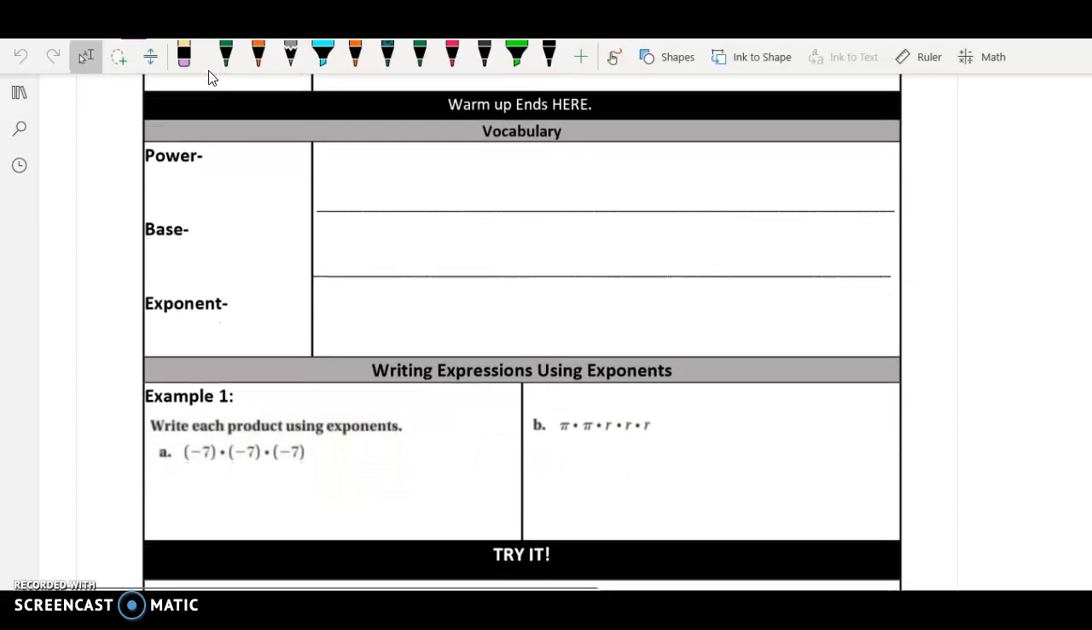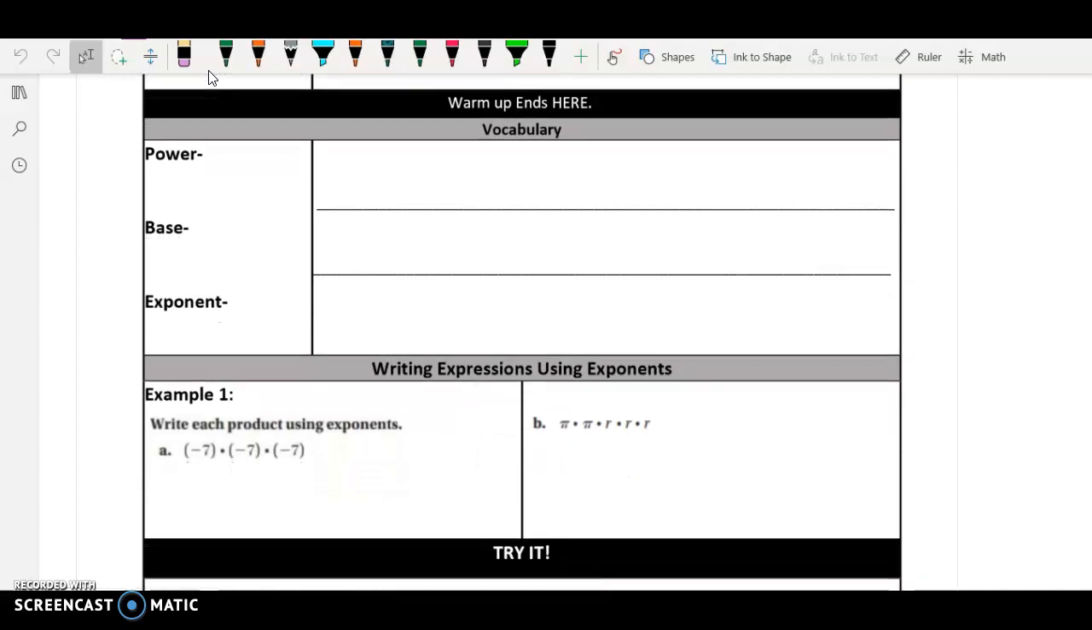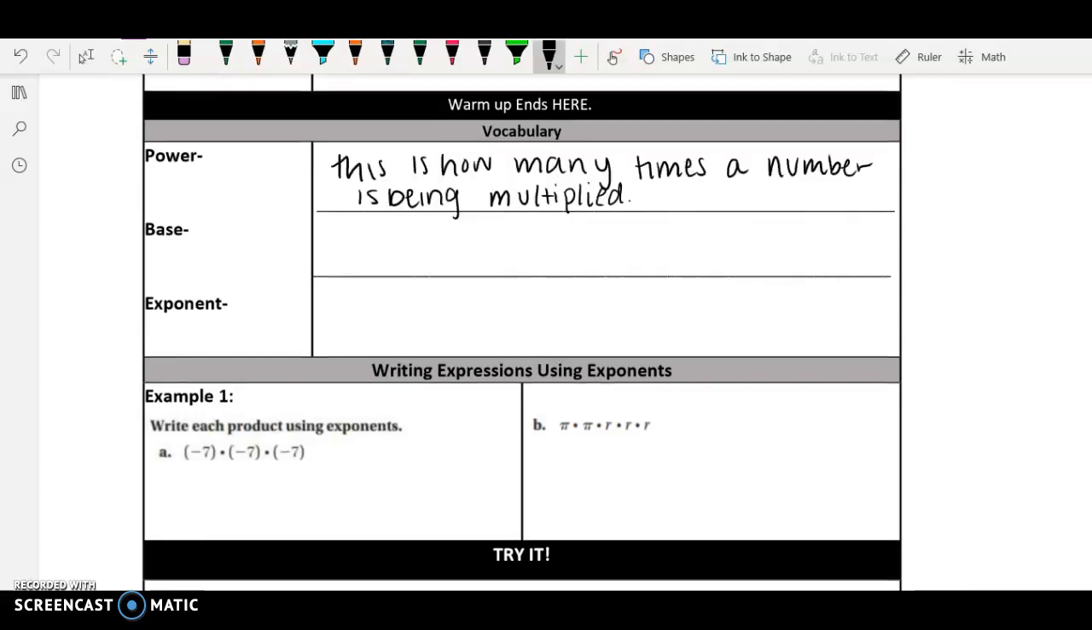There's a couple of things we need to know before jumping into exponents. We need to know some vocab. The first one is power. When I say power, we're talking about math terms. A power is how many times a number is being multiplied by itself. So if I have 2 to the power of 3, then it's being multiplied 3 times. Not times 3, but 2 times 2 times 2.